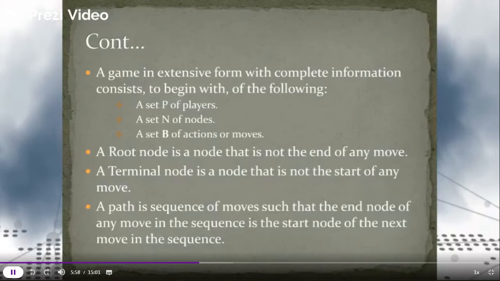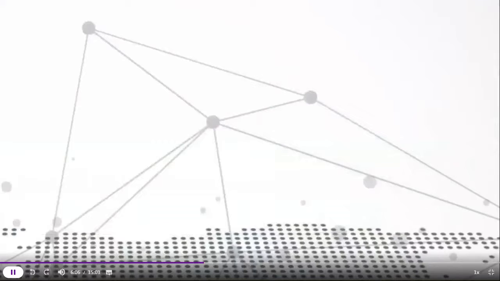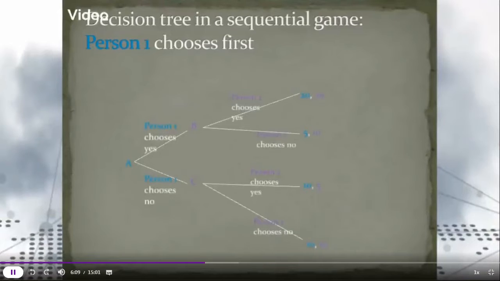And now let's go to the general example to try to match with the point that we have made over here. So this is called a decision tree.